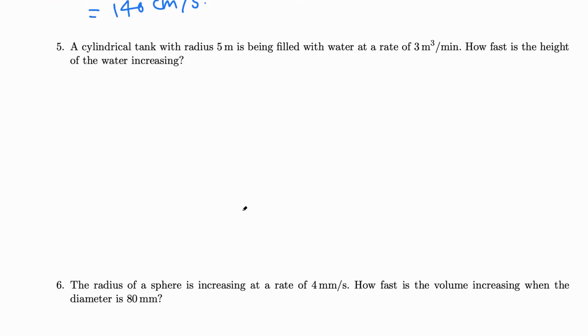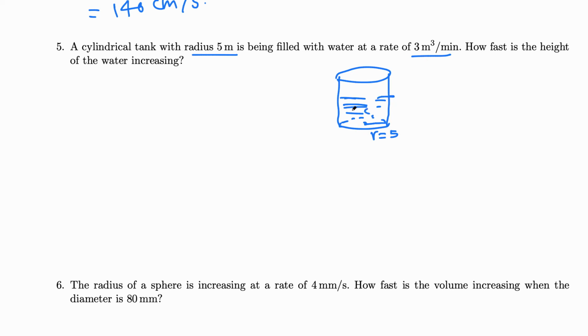Okay, number 5, a cylindrical tank, something like this, with radius 5 meters. So radius is given. Okay, radius is 5, looks like the fixed radius, is being filled with water at the rate of 3 meter cube per minute. So this is meter cube means volume. Okay, cubic meters means volume.